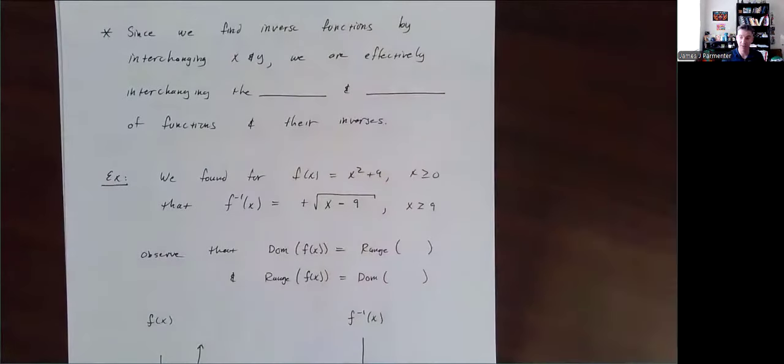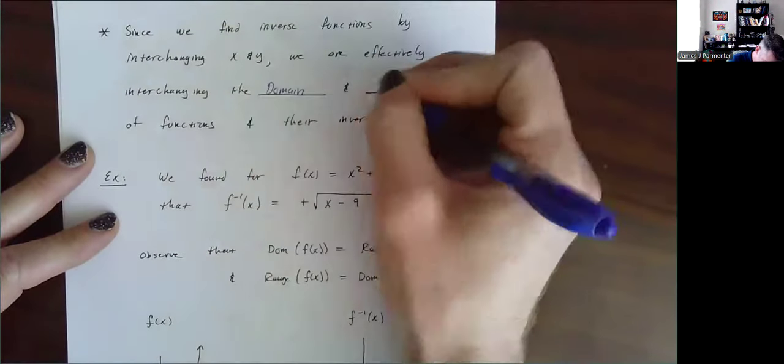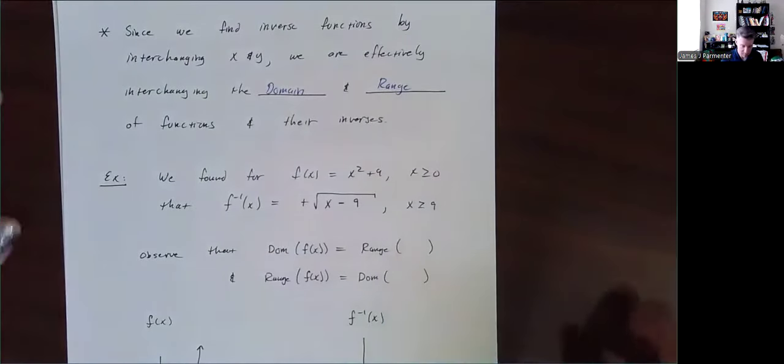So remember, the domain of a function is all the x values. The range of a function is all the y values. So if we're interchanging x and y, we're effectively interchanging the domain and range of functions and their inverses.